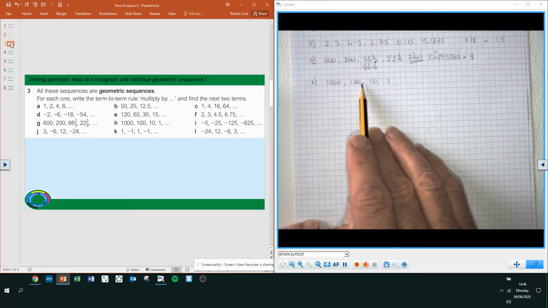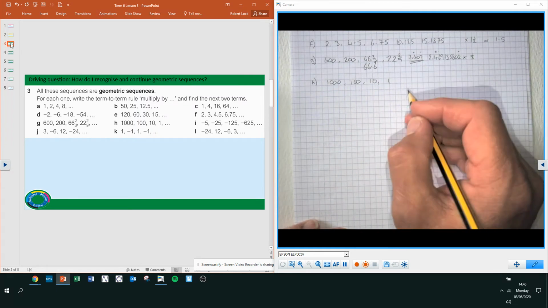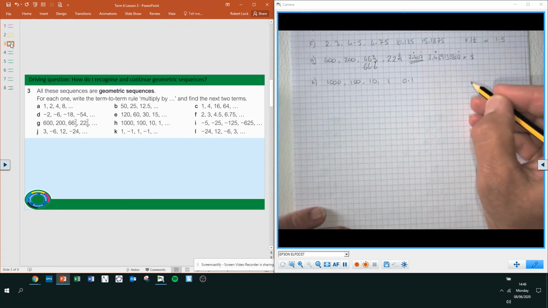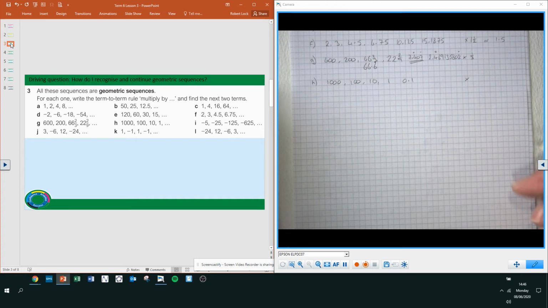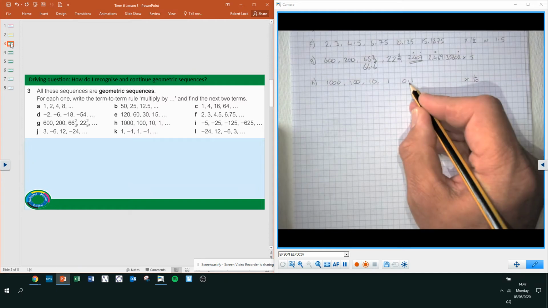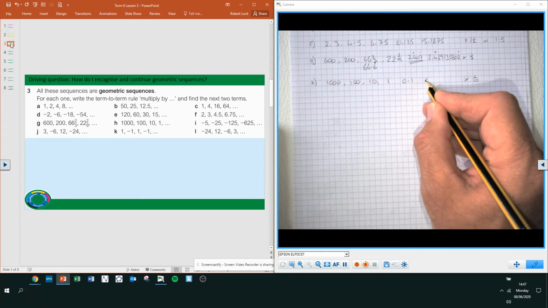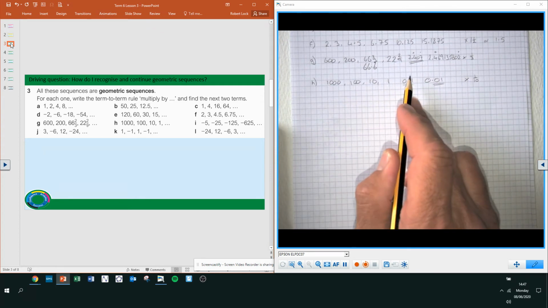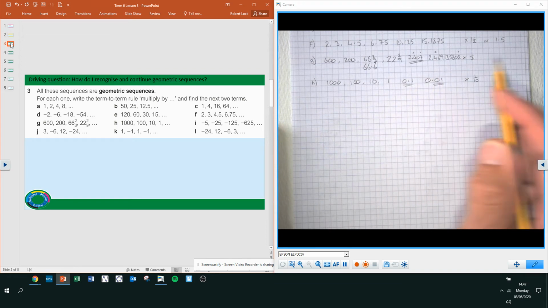So here we divide by 10. We divide by 10, the next number will be 0.1. But we don't want to divide by, we want to times it. What are we timesing by? Timesing by 1/10. So here, next one will be 0.01 or 1/100th. So 1/10, 1/100th, next one will be 1,000th.